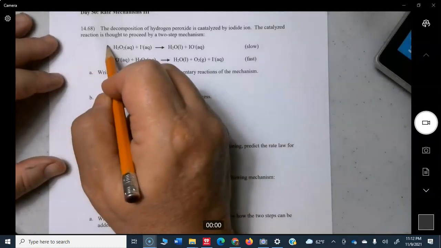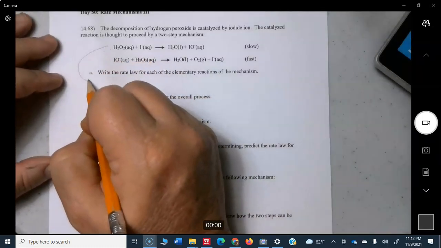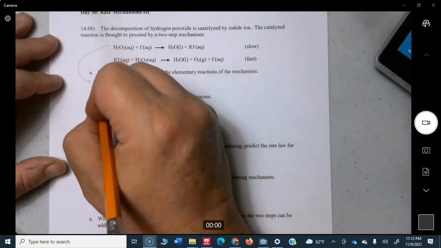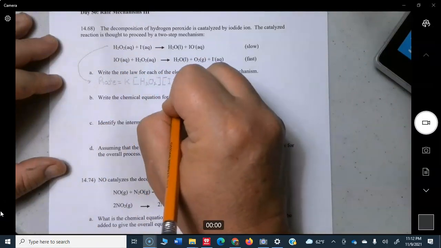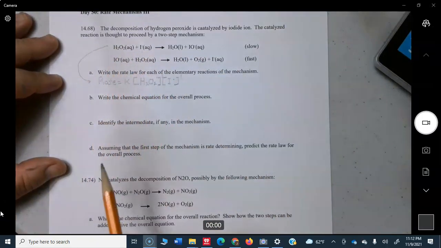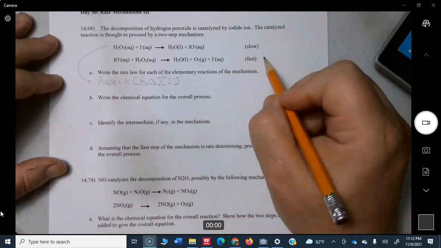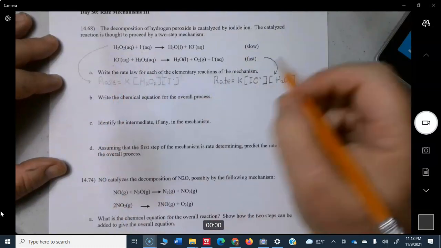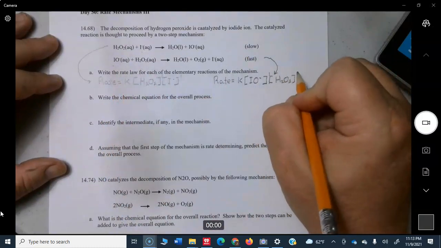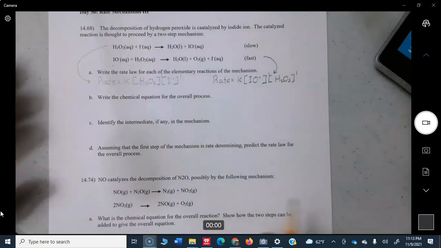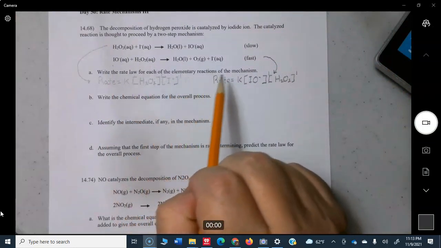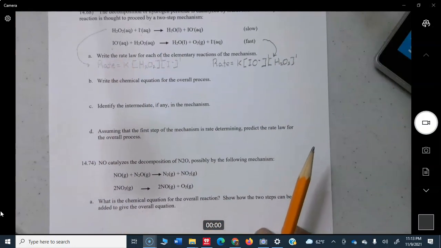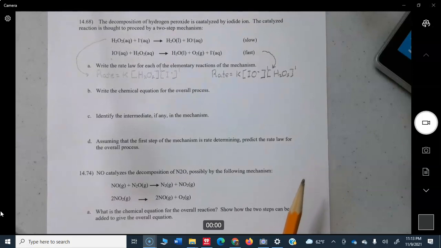All right, so we'll start with this one. We'll do it over here. It only involves these on the reactant side. Okay, so the coefficients are 1, so the exponents will be 1 as well. And then for this one, we'll write it over here. Okay, coefficient's also 1, so we'll put the exponents as 1. Again, because they are elementary reactions, you can use the coefficients as the exponents. All right, write the chemical equation for the overall process.